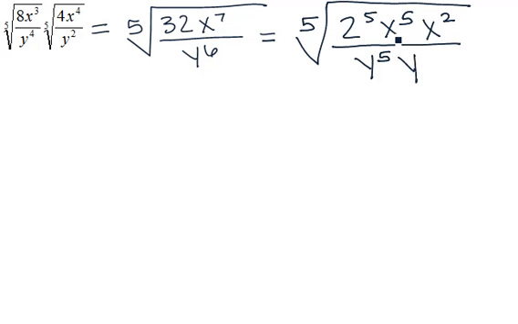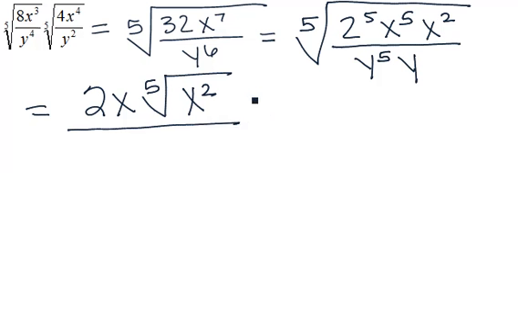Notice that the exponents on the x's add up to 7 and the exponents on the y's add up to 6. From here we can take the fifth root. The fifth root of 2 to the fifth is just 2. Fifth root of x to the fifth is x, and we're left with the fifth root of x squared in the top. In the bottom we have y times the fifth root of y, since this y to the fifth can be reduced.